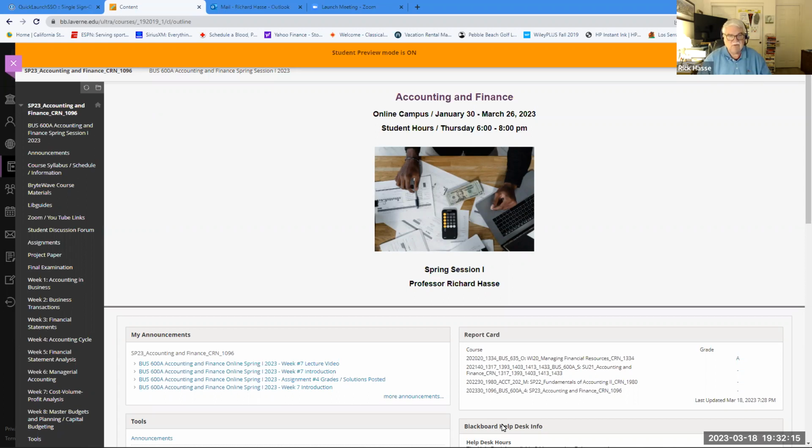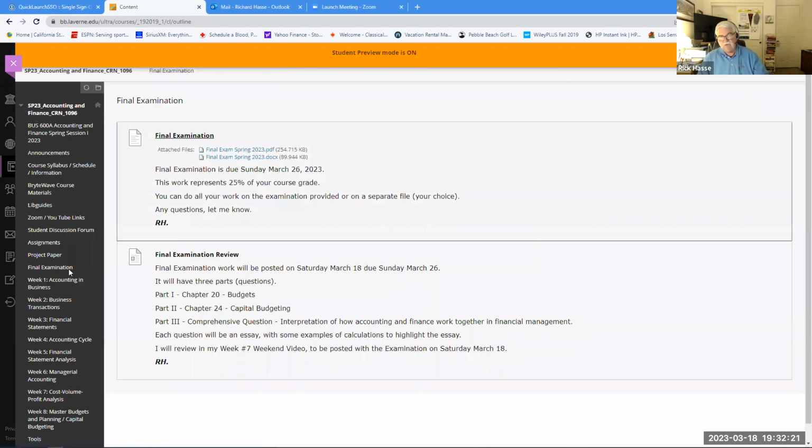So the final examination is now posted. If you go to the final examination file folder in Blackboard, there it is right there. There's two files, a PDF file and a Word doc file. You can do the examination on those work files if you'd like, or you can submit a separate file of your own. It's your choice, whatever you feel comfortable with. Those files are now available. And here's what the final examination looks like.